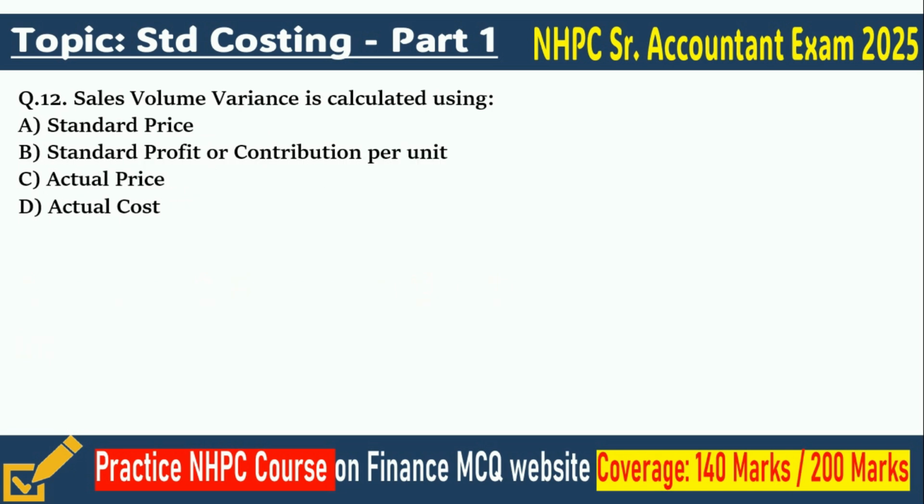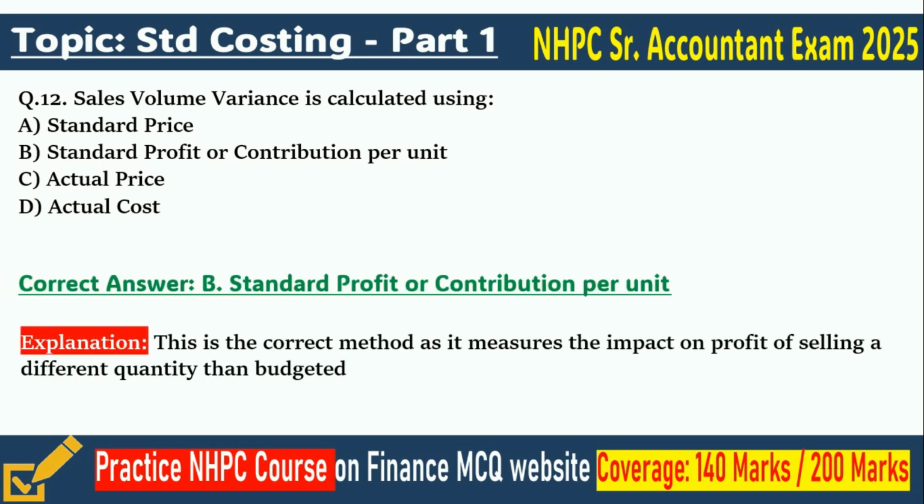Sales volume variance is calculated using option A, standard price, option B, standard profit or contribution per unit, option C, actual price, option D, actual cost. So, what should be the correct answer here, friends? The correct answer is option B, standard profit or contribution per unit. Friends, this is the correct method as it measures the impact on profit of selling a different quantity than budgeted.